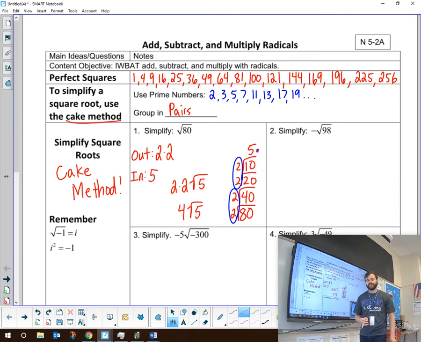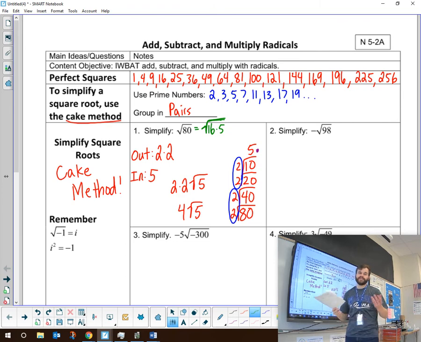Let's talk about why this works a little bit more in detail. The reason this works is because the square root of 80 equals the square root of 16 times 5.